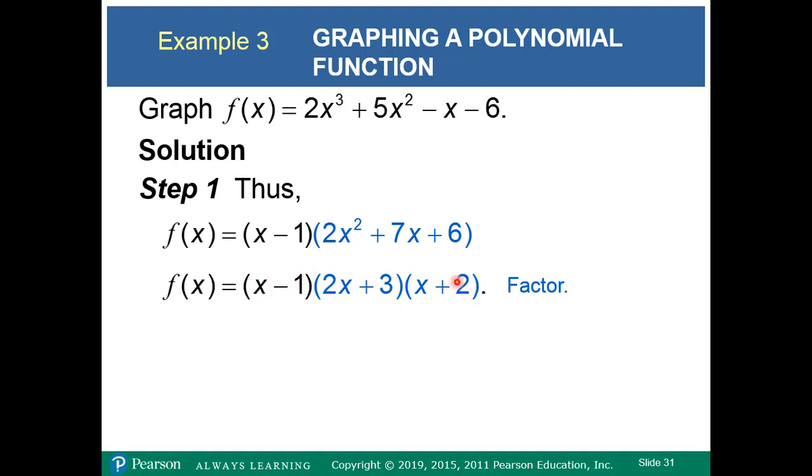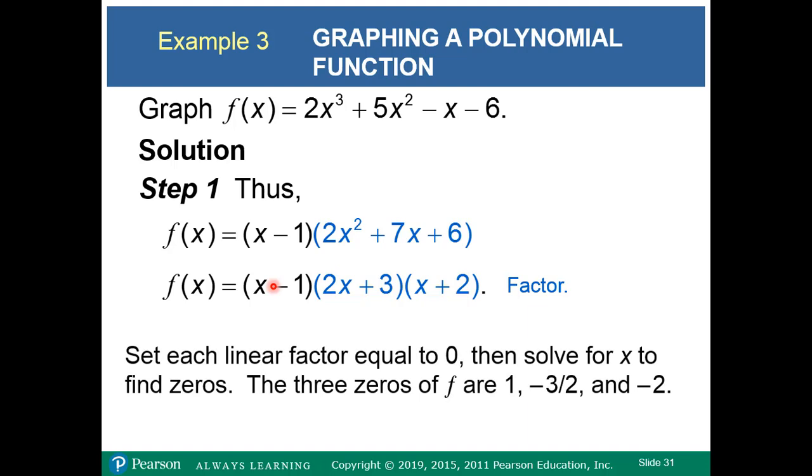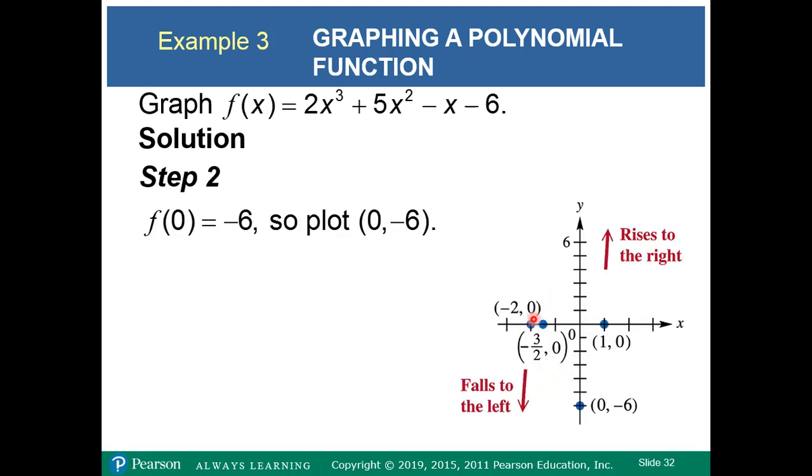Okay, so here now we can solve these using the zero product principle to find the x-intercepts. Okay, so at this point we have an x-intercept at 1, an x-intercept at -3/2, and at -2. So there are the zeros, and that will give us the x-intercepts here, here, and here. And now the y-intercept, step 2, again, f of 0 is going to give us -6. So we have our y-intercept right here. And so we can plot those.